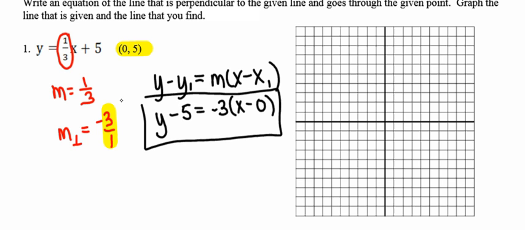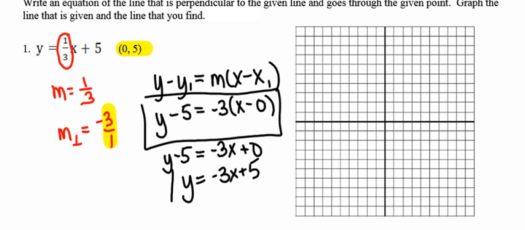I'm all set to leave it like that if I want to. But if it makes you feel more comfortable, go ahead and distribute. And you end up with y equals -3x plus 5. Again, either one of those are acceptable answers, and you do need to be able to recognize that they are one and the same.